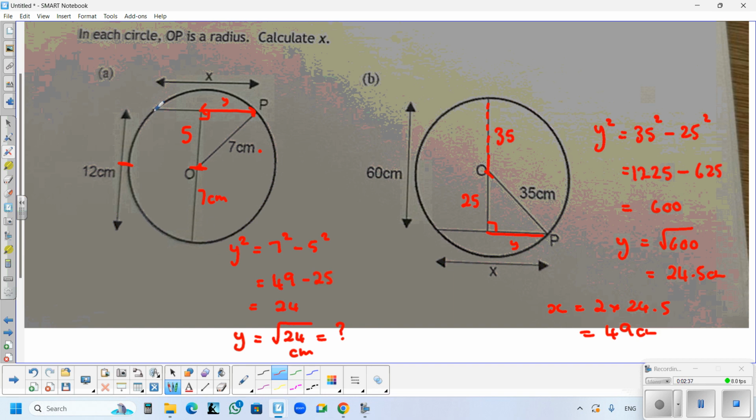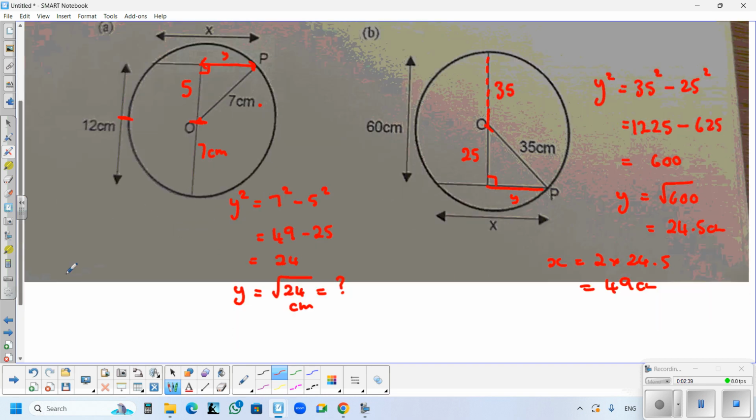I didn't finish that one. x from right across there is 2 lots of whatever the answer to that is. So I'll finish that one. The square root of 24 turns out to be 4.898. So we'll say 5.0 to 1 decimal place. So therefore x is 2 lots of that, which is 10.0 centimetres.